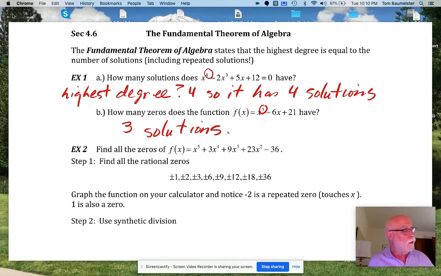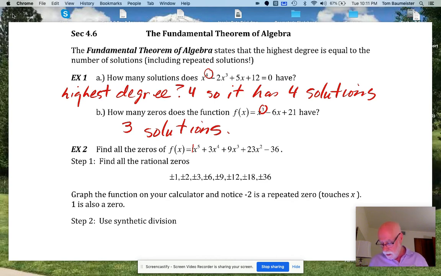And then after we do that, the next example shows find all the zeros of f of x is equal to x to the fifth plus 3x to the fourth plus 9x cubed plus 23x squared minus 36. Step 1, remember what we would do is we would take our p over q. So we would find all the factors of 36, all of the factors of 1, because remember it's a 1 in front of the x to the fifth there. And as you can see, we have 16 possible solutions.